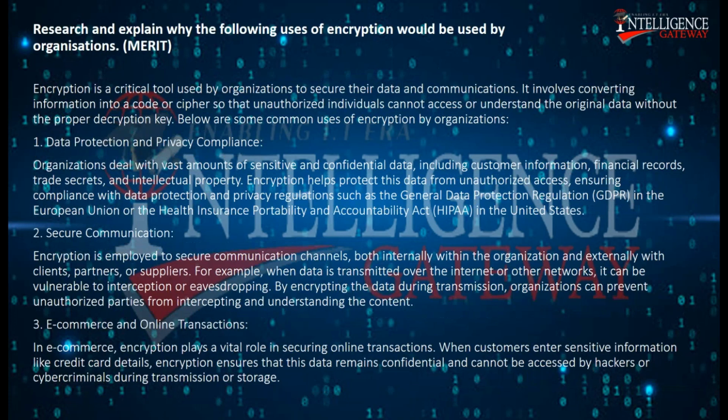Research and explain why the following uses of encryption would be used by organizations. Merit. Encryption is a critical tool used by organizations to secure their data and communications. It involves converting information into a code or cipher so that unauthorized individuals cannot access or understand the original data without the proper decryption key. Below are some common uses of encryption by organizations.